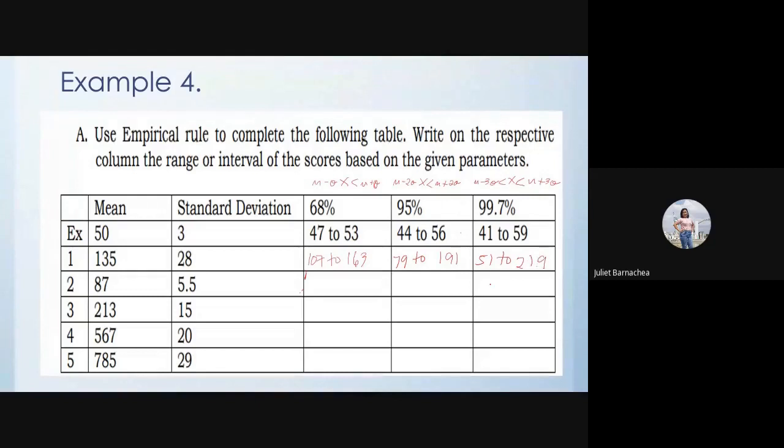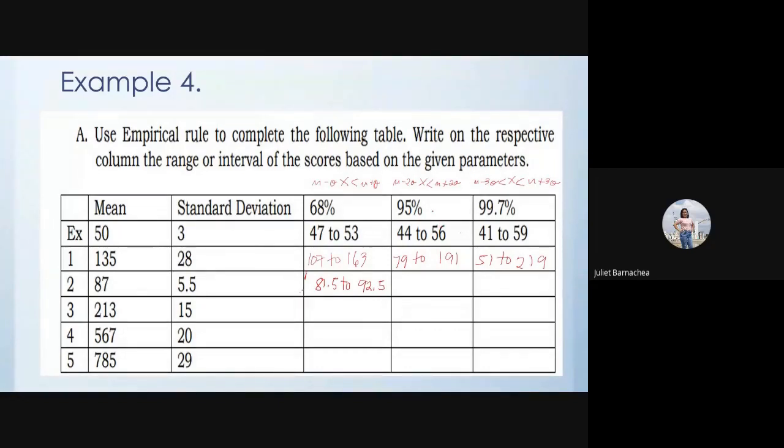219. Next, 87 is the mean and the standard deviation is 5.5. So 87 minus 5.5 is 81.5 to 87 plus 5.5 is 92.5. Marami nakakasunod. Ganun lang. You just have to follow the formula. Next na tayo.